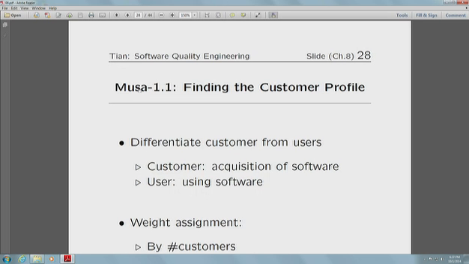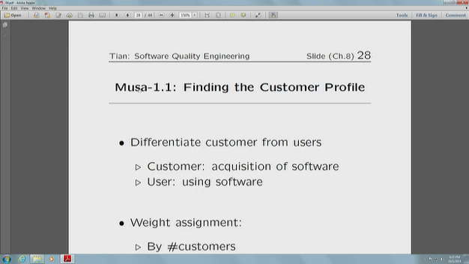The first thing that Musa set out to do is to distinguish, to separate out their customers from users. Customers are the ones who are responsible for the acquisition of the software. Users are the ones who are actually using the software.